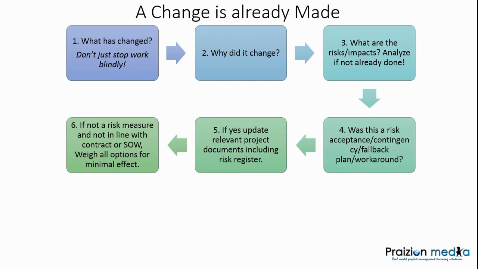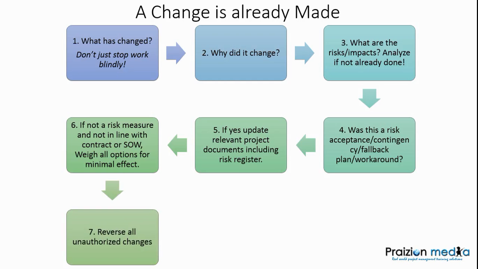What about if it's not? Well, if it's not a risk measure and it's not in line with the contract or the SOW, then weigh all options for minimal effect. You want to make sure that what has changed will have a minimal effect on the project. So if it's not a risk measure and it's not in line with the SOW, before you take action, weigh your options for how you're going to address this change, this unneeded or unauthorized change.